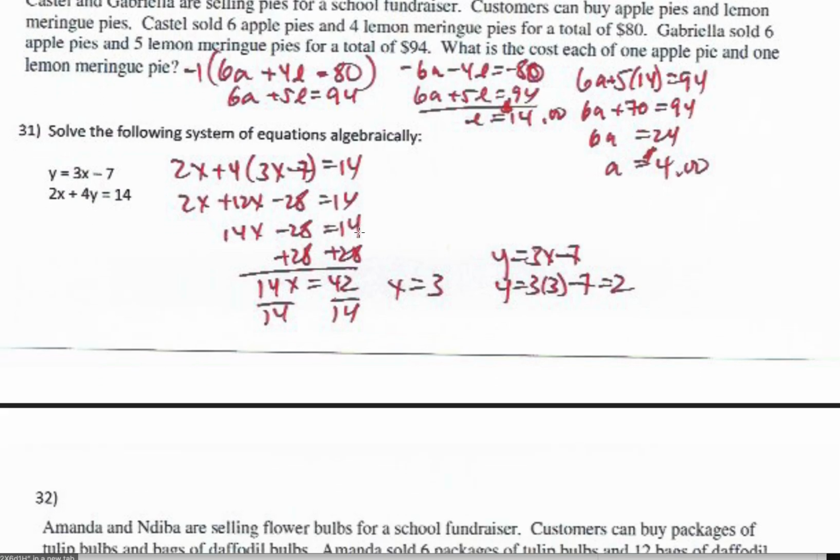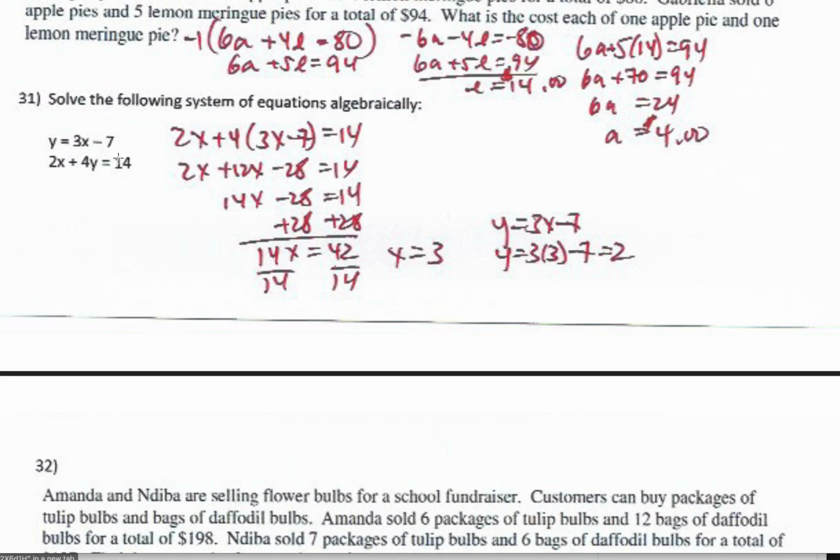Number 31. Solve the system of equations graphically. You'll notice that the x's and y's are not over each other. Neither are the equals. That means let's go substitution. 2x plus 4 times, and then instead of putting the y there, we put what the y is equal to. We're trading the dollar bill for 4 quarters, or in this case, we're trading the y for a 3x minus 7. And that has to equal the 14. So the 2x stays, the plus 4 stays, the y gets traded in for what it equals, which is 3x minus 7. And then the equals 14 stays.